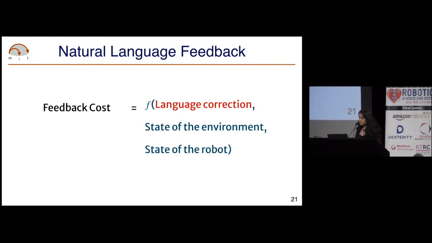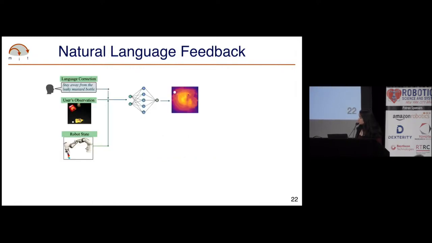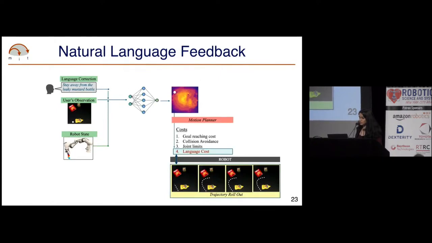So a natural way to use language is to modify planning behavior by mapping natural language strings to cost functions, and the function additionally conditions on the robot and environmental state. We train a neural network to map these inputs to the residual cost map, and this cost is then added to the remaining robot costs, and the planner is used to roll out the trajectory.